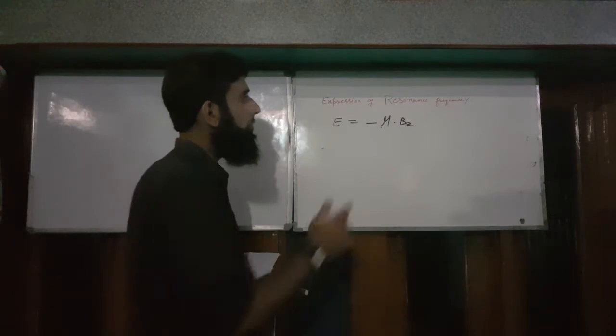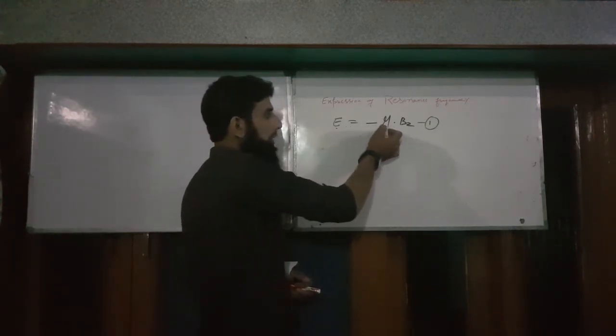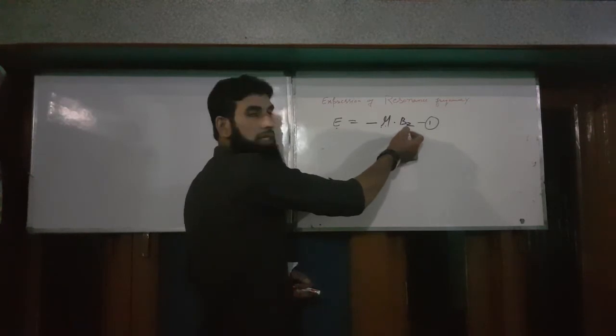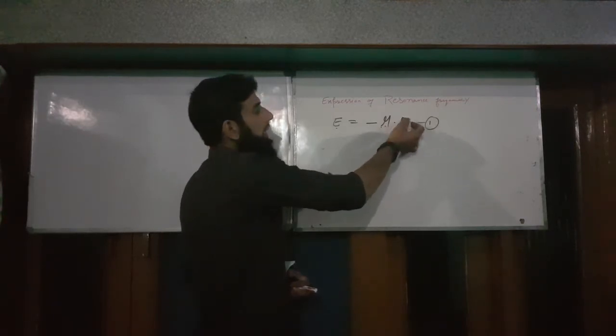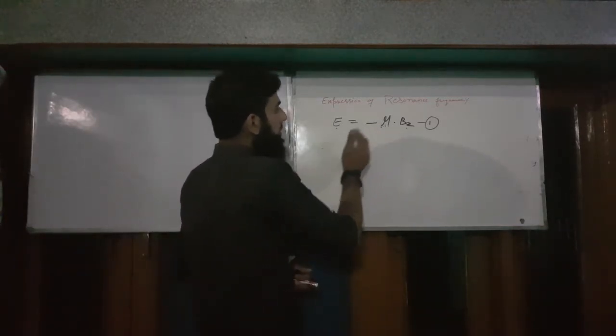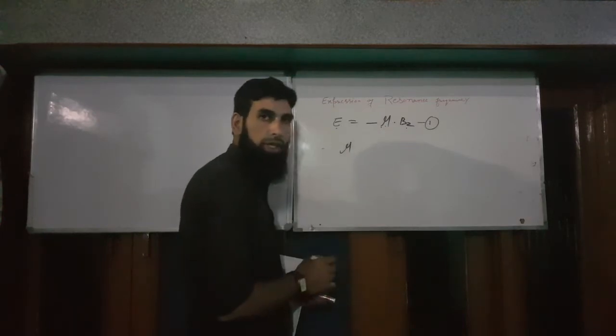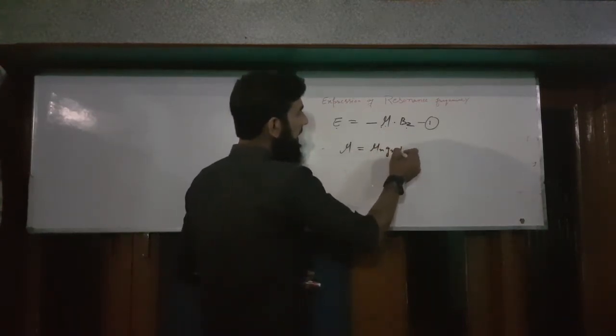Let us suppose this is our equation 1. What is E? It is the energy of interaction between the magnetic moment of the hydrogen nucleus and the applied external magnetic field. What is mu? Mu is the magnetic moment associated with the nucleus, and Bz is the applied external magnetic field. As we know, this mu, the magnetic moment of the hydrogen nucleus, is equal to mu_n g_n I.